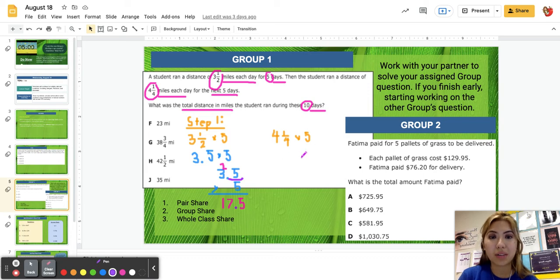Okay, now for the second 5 days, we have 4 1/4. So again, fractions are just another way to write division problems. So if I divide 1 divided by 4, I get 0.25, and then I have 4 wholes, so that makes 4.25 times 5. So now it's easier for me to go ahead and multiply out decimals. So I have 4.25 times 5.